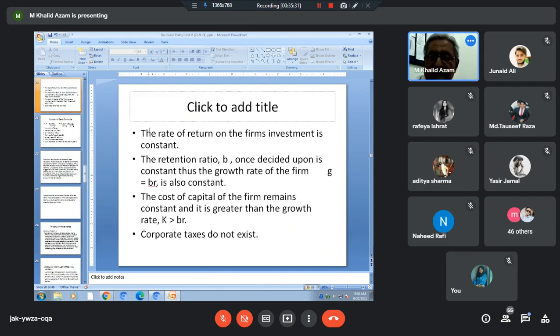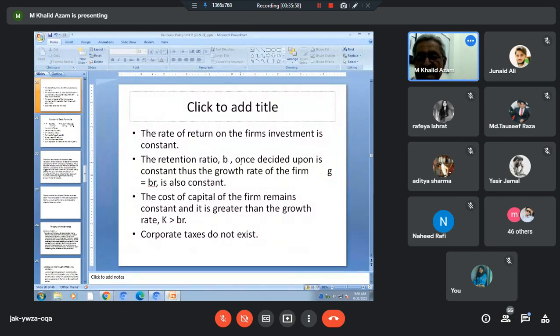Okay. Other assumption: the rate of return on the firm's investment is constant. So in that case also, in the Walter model, it is the same. We have always considered that the rate of return on the firm's investment is constant. So we are not changing that. The retention ratio, which is denoted by B, is 1 minus the DP ratio.